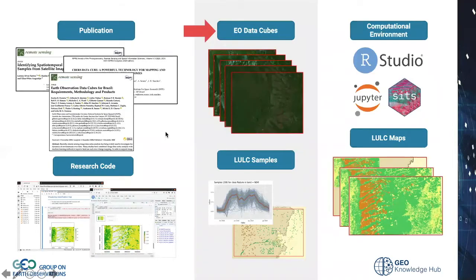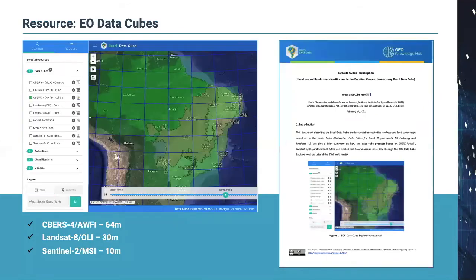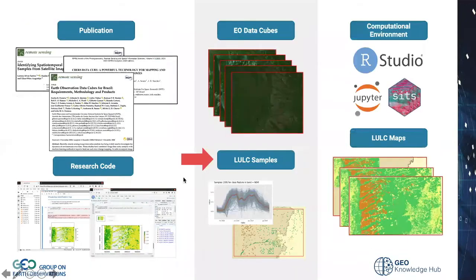In the resource that describes the data cubes used by the application, the user will have a guide on how to access the data cubes. It explains how they are generated, what are their spatial and temporal coverage. For example, we use data cubes from CBERS 4, Landsat 8, and Sentinel-2, based on a 16-day temporal composite. We indicate the portal where they can obtain this information and the address of the STAC services that the user can use to access the data cubes.